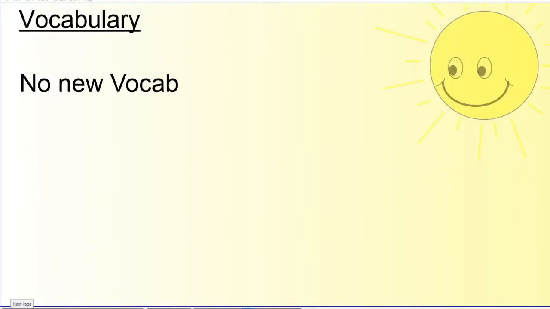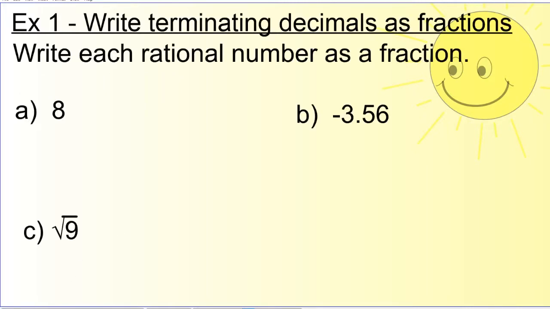Okay? This lesson has no new vocabulary, so we're just going to get right into the lesson. Example 1. So the directions tell us to write each rational number as a fraction. So that's going to be our job. We're going to change every one of these numbers into a fraction. Some of them are very easy, some not as easy.